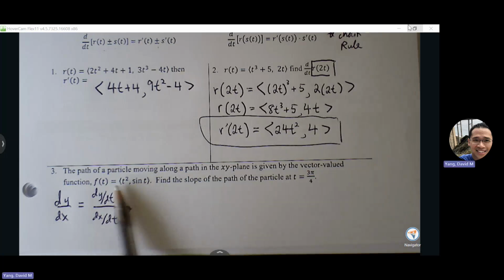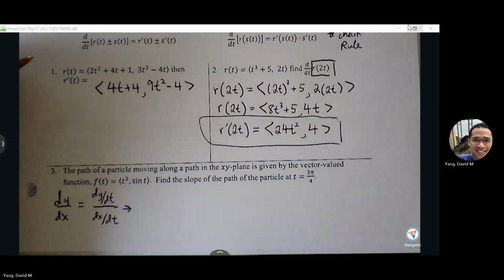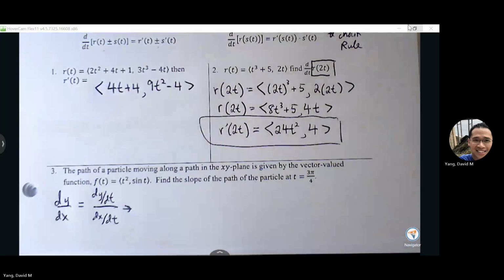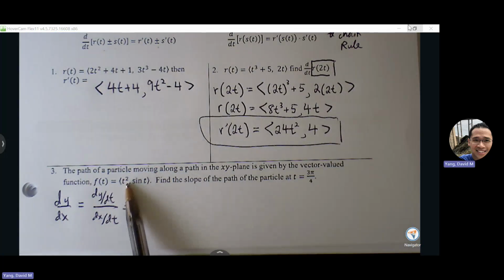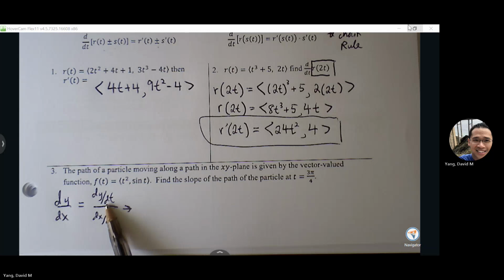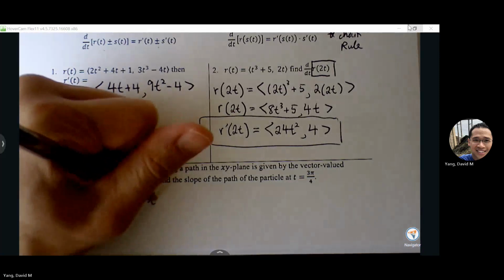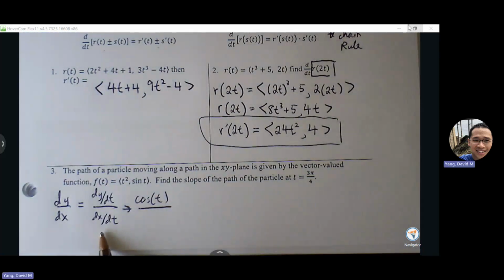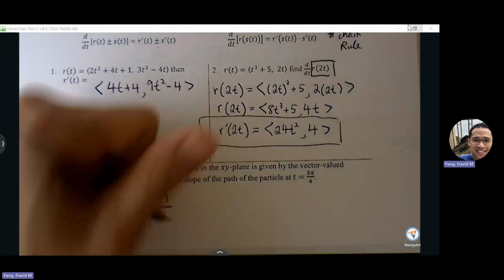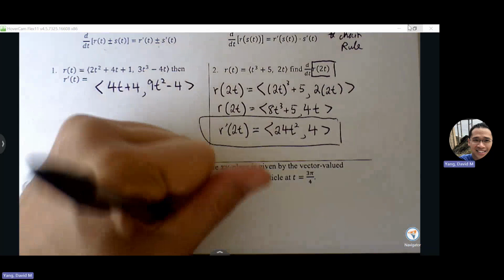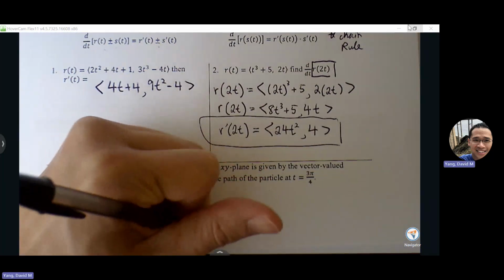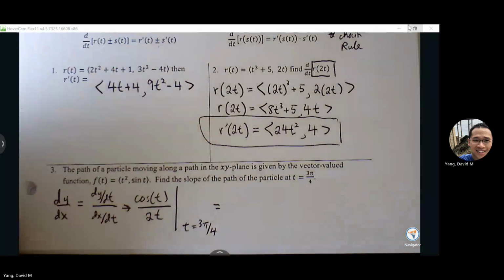This is my x and y component. dy/dt is y. So this is my x component, that's my y component. Will dy/dt be cosine of t, with the sine turning into cosine? dx/dt would be what? Okay, we have our derivative. Involve the 3π/4, and then we can get to the exact slope.